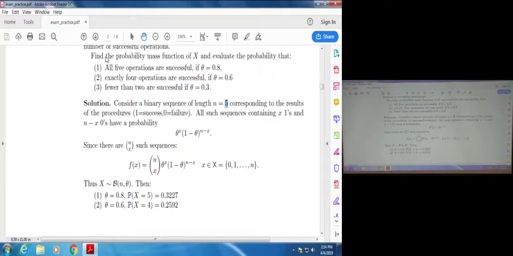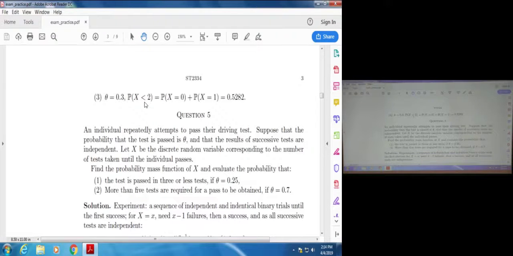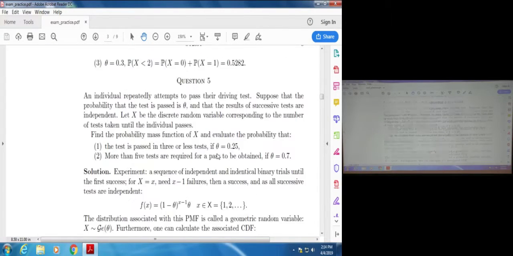Part 2, exactly 4 operations. So this is x is 4, n is 5, and theta is 0.6. That's 0.25. And fewer than 2, so we want the probability that x is less than 2 when theta is 0.3, and that's just the probability x is equal to 0 plus the probability x is equal to 1. Okay? And that's it. Okay, very good.